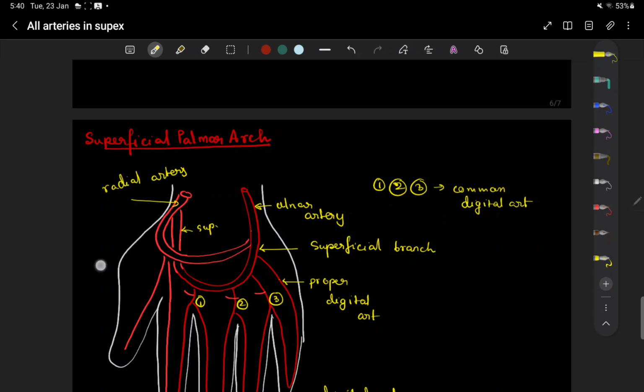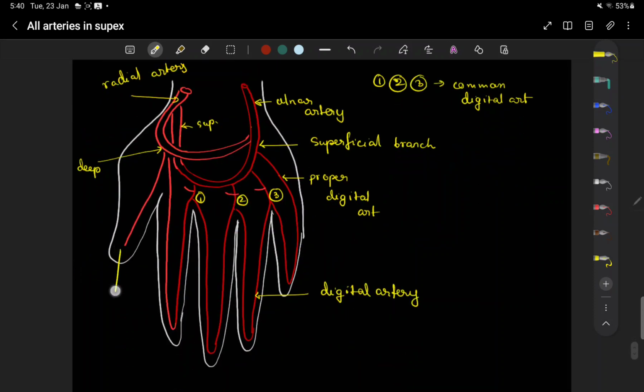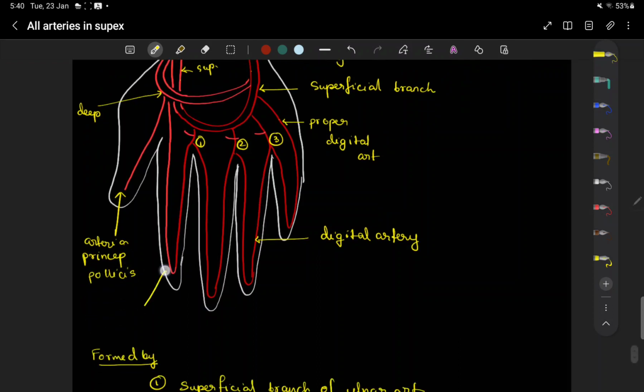This is the deep branch of the radial artery, which would give 2 branches. One is the arteria principalis. Pollicis means thumb, so it is going towards the thumb. And arteria radialis indicis means it is going to the index finger. So this is arteria radialis indicis. And what are these 3 arteries?